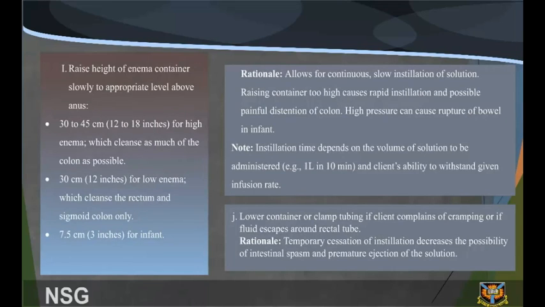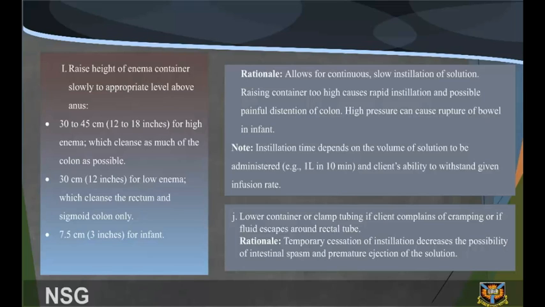Raise the height of the enema container slowly to the appropriate level above the anus: 30 to 45 cm for a high enema, which cleans as much of the colon as possible; 30 cm for a low enema, which cleans the rectum and sigmoid colon only; 7.5 cm for an infant, which allows for continuous slow instillation of solution. Raising the container too high causes rapid instillation and possible painful distension of the colon. High pressure can cause rupture of the bowel in an infant.